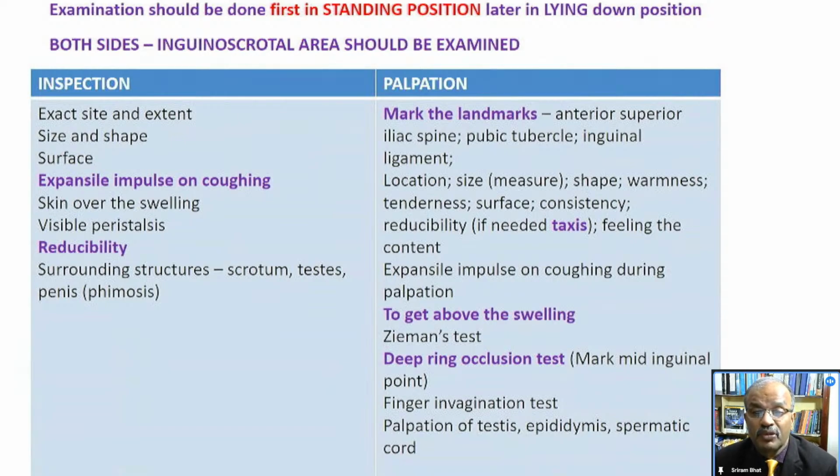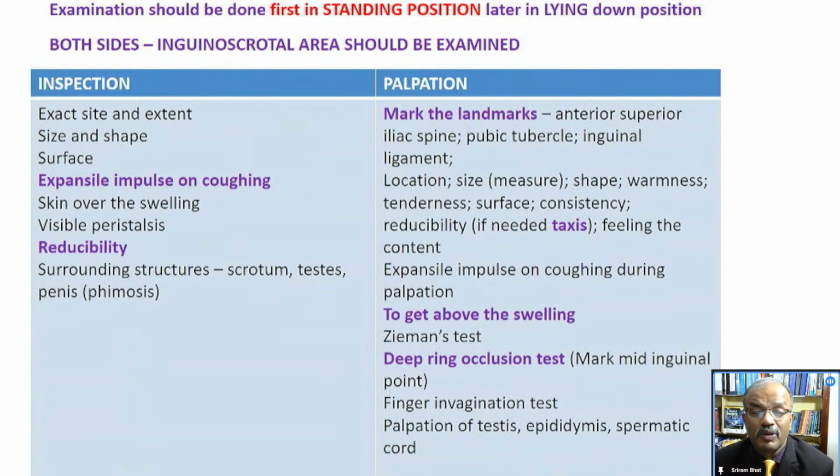So don't get confused. Always in the exam, most of the UGs get confused. The mid-inguinal point is the most important point in the hernia. It is between the anterior superior iliac spine and pubic symphysis, not the pubic tubercle. That point you have to remember always. Don't forget. And location, of course, size, shape again, pyriform or globular, warmness if it is inflamed, tenderness, surface, consistency. Surface is usually smooth, and consistency is soft if it is bowel, granular if it is omentum.